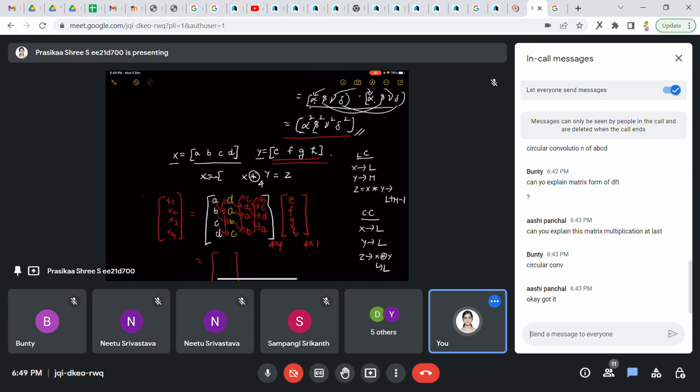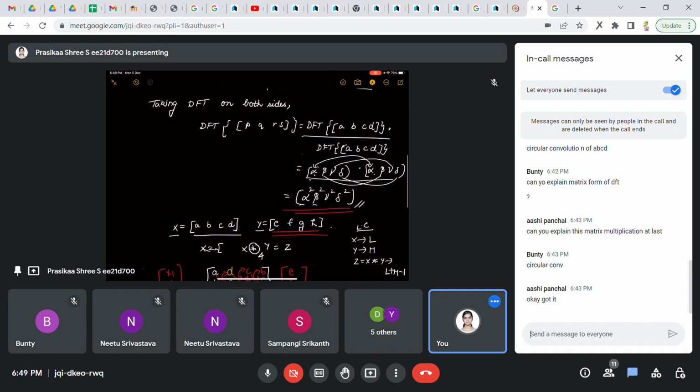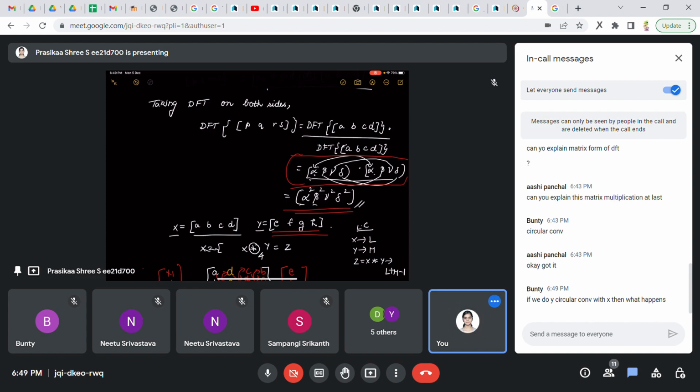In the last line I've multiplied vectors. Vector multiplication here happens element wise. You just need to multiply between the vectors element wise, the first element with the first element, the second with the second, like that. Got it? Yeah, that will also give the same result.